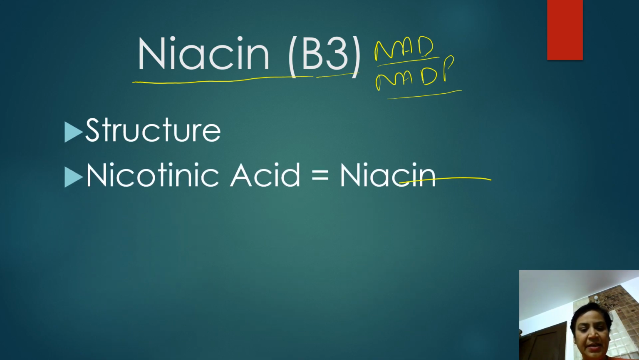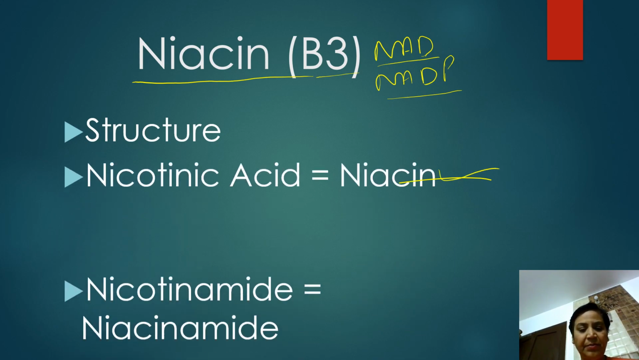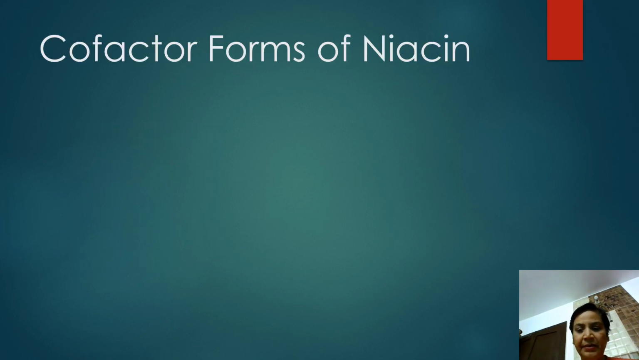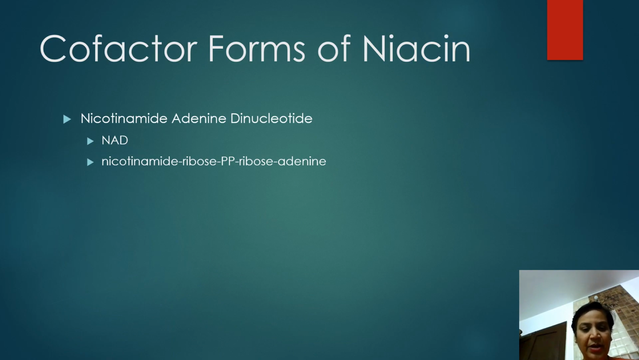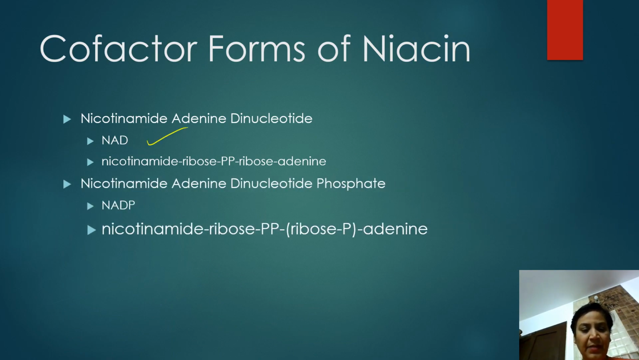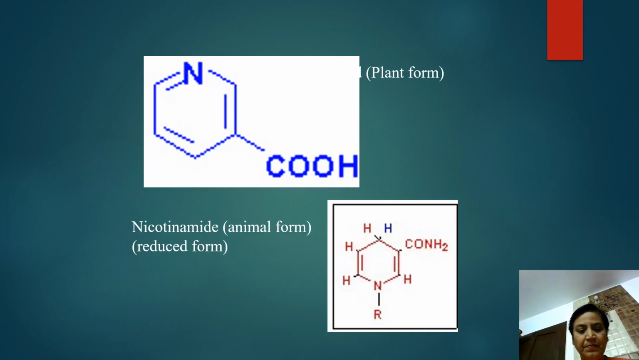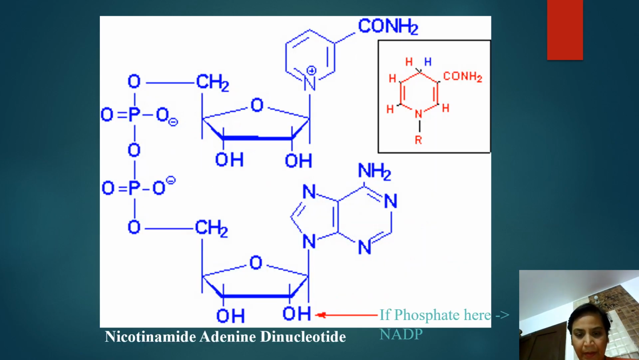The structure of this has nicotinic acid, nicotinamide. Now what are the cofactor forms of niacin? Just now I told you, it is NAD and NADP. If we look at the structure of this, you can see this is the structure. This is nicotinamide adenine dinucleotide. When this nicotinamide combines with adenine, you see, this is adenine, right?